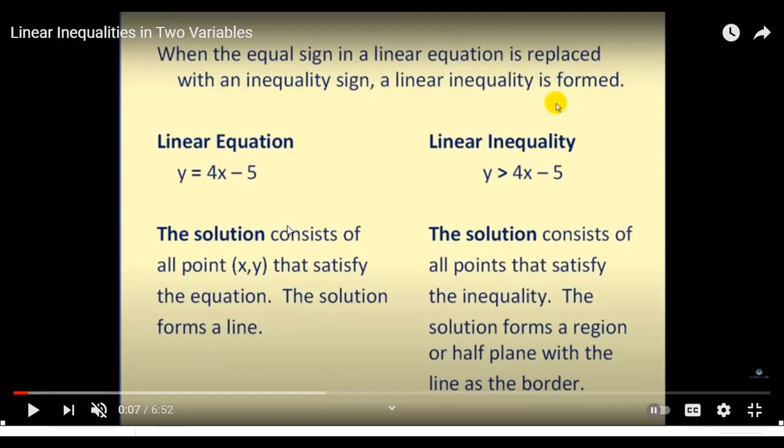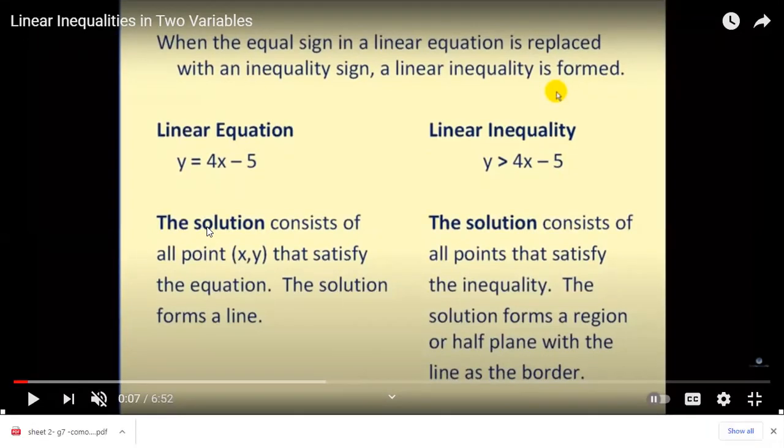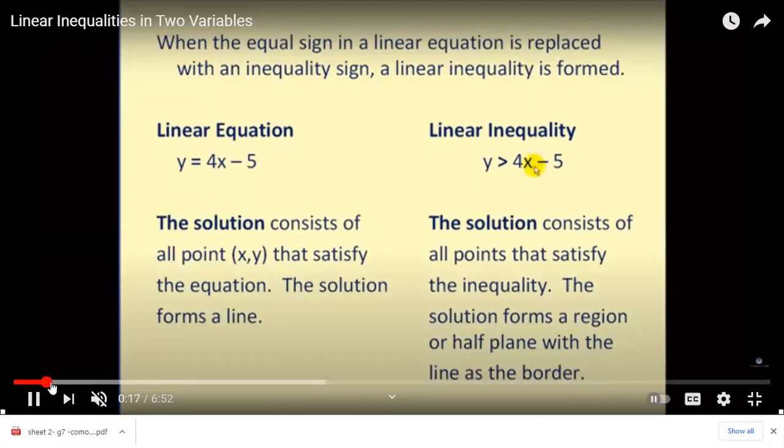Adham, you told me only one ordered pair will satisfy. Do you remember when we had an equation with an infinite number of solutions, with a system of equations? In the case of a system of equations, it's different, not like the linear equation, right? Yes. And the solution for the inequality consists of all points that satisfy the inequality. The solution forms a region or half plane with the line as a border. Then we will explain how we are going to solve the linear inequality.